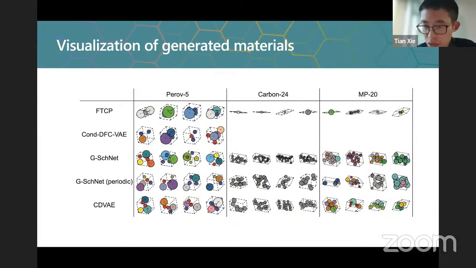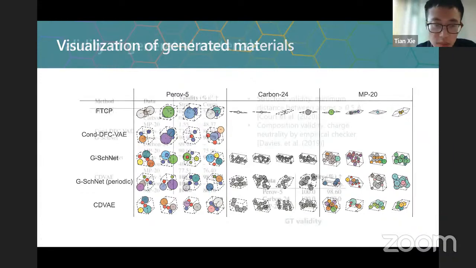So here's a quick visualization of the structures that we're generating. It is a little bit hard to see how good they are. But one thing is kind of clear: for example, FTCP generates really bad structures, if you're familiar with what a good stable material looks like. For the rest, it's a little bit harder to see just by looking at this image. So we define a set of quantifiable metrics to evaluate how good these materials are.